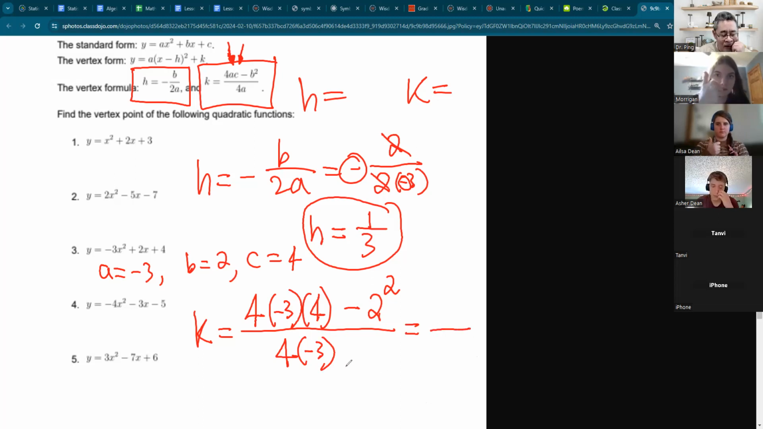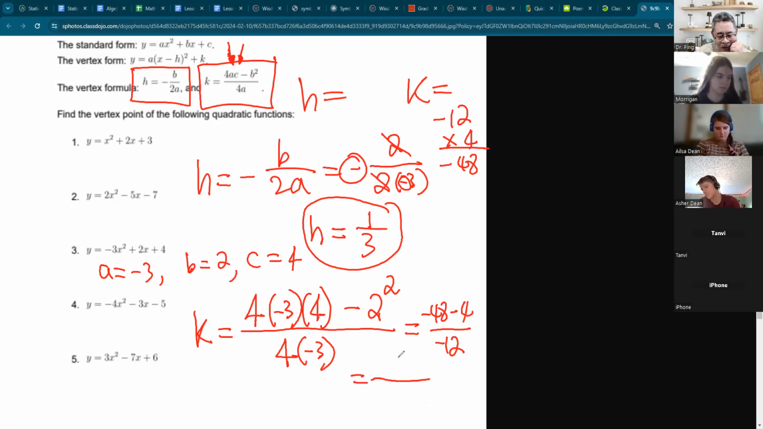Okay, so 4 times -3 is -12. -12 times 4 is -48. So we got -48 minus 2 squared, which is 4. Then the bottom is -12. Then we got -52 over -12. Negative divided by negative is positive.